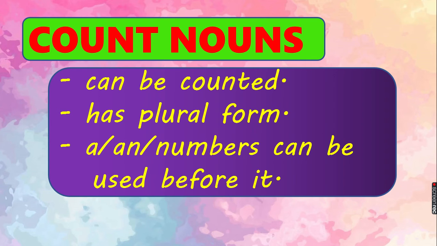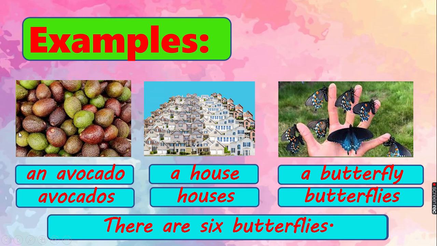And we also use numbers to express how many nouns there are. Just like, for example, 6 bags, 16 students, right? Numbers can be used before it. For example, an avocado, avocados, or there are some avocados. A house, many houses. There are many houses. A butterfly, butterflies. There are 6 butterflies.